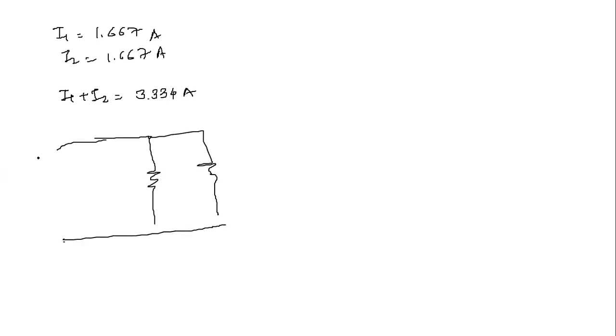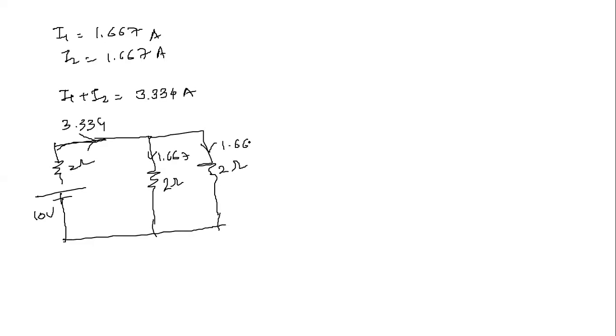Now, what will be the voltage across each resistance? That we want to find out. That was the question, right? Let me draw the diagram again. It is better to spend a little time on this. This is 2 ohm, this one is 2 ohm, this one is 2 ohm, this is 10 volt. Now we can write down the current supplied by the battery, 3.334 ampere. This one is taking 1.667, right?